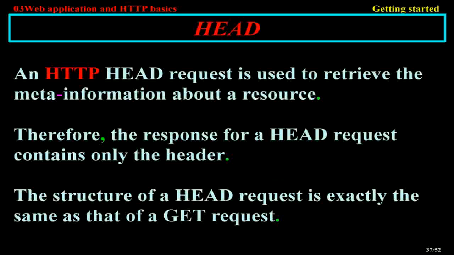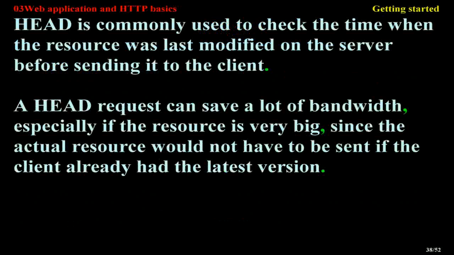HEAD. An HTTP HEAD request is used to retrieve the meta information about a resource. Therefore, the response for a HEAD request contains only the header. The structure of a HEAD request is exactly the same as that of a GET request. HEAD is commonly used to check the time when the resource was last modified on the server before sending it to the client. A HEAD request can save a lot of bandwidth, especially if the resource is very big, since the actual resource would not have to be sent if the client already had the latest version.